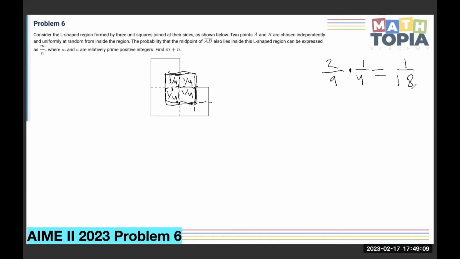And this is a complementary probability, remember? So we have to subtract it from 1 and get our actual probability of 17 over 18. But we're still not done because it's asking for what m plus n is. And that is 35.